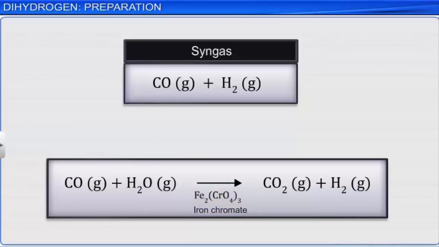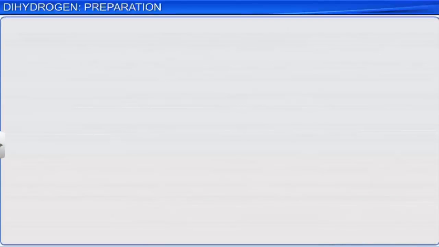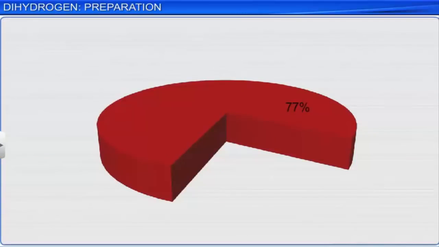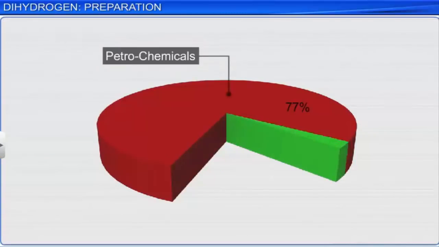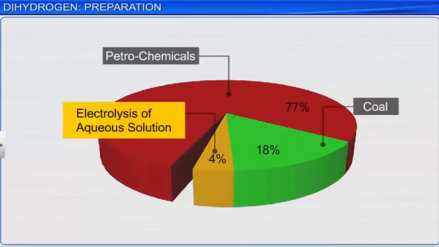The reaction produces a mixture of carbon dioxide and dihydrogen. The carbon dioxide produced is removed from the mixture by scrubbing with sodium arsenite solution. This reaction is known as the water gas shift reaction. Currently, almost 77% of hydrogen required by the industry is obtained from petrochemicals, 18% from coal, 4% from the electrolysis of aqueous solution, and 1% from other sources.